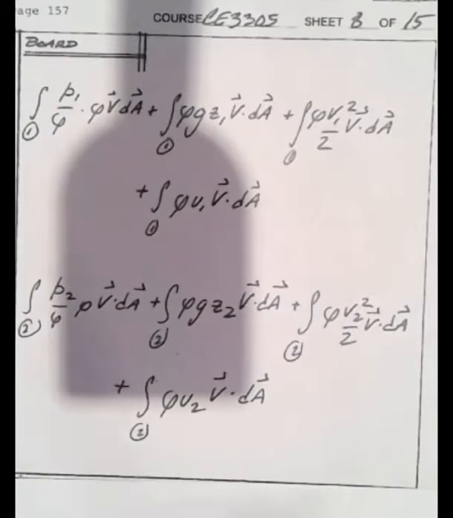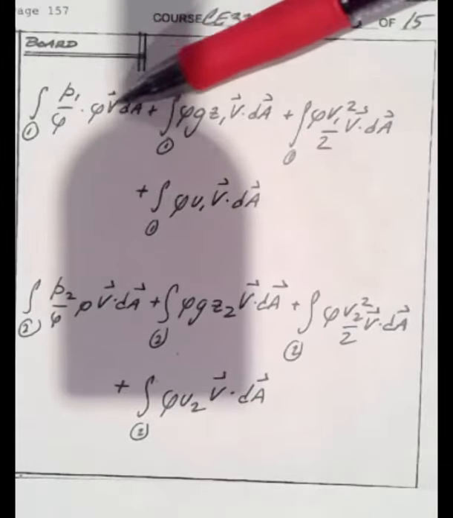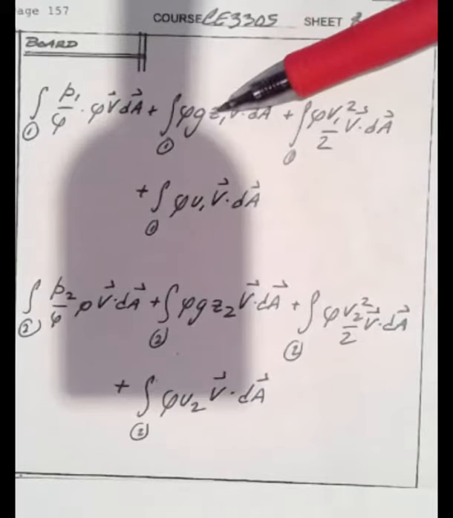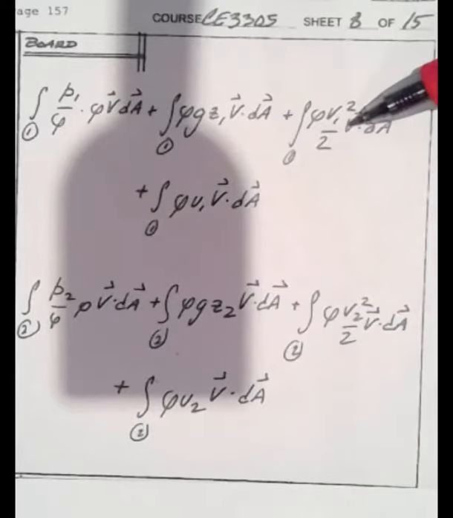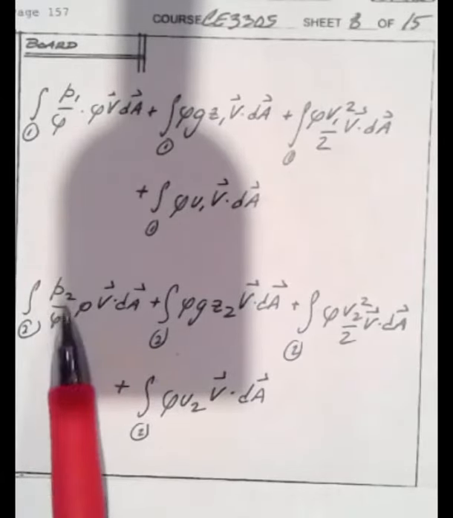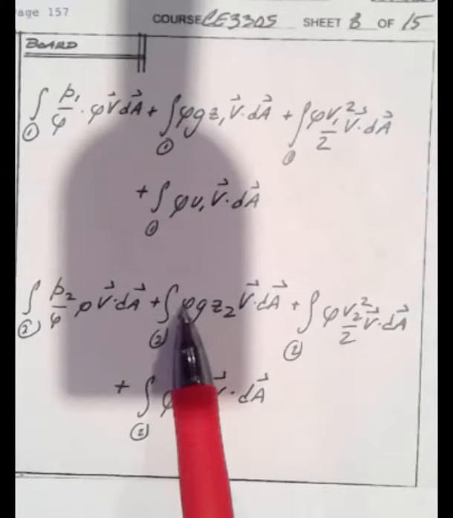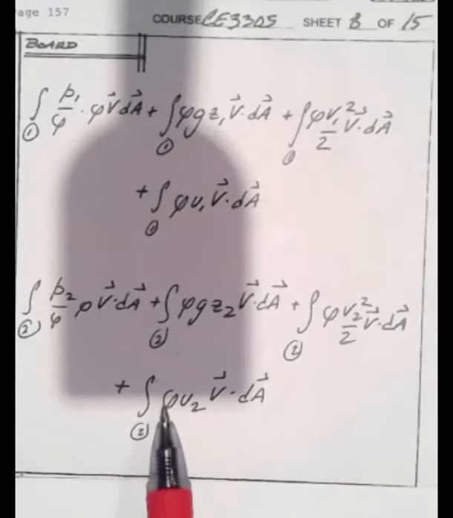When we evaluate the flux integrals, at section 1 we have P1 over rho times rho V dot dA, plus rho g Z1 V dot dA, plus rho V1 squared over 2 V dot dA, plus rho U1 V dot dA. That's section 1. That's just breaking the terms out into 4 integrals. At section 2, we have P2 over rho V dot dA, rho g Z2 V dot dA, rho V2 squared over 2 V dot dA, rho U2 V dot dA. That's the integral at section 2.